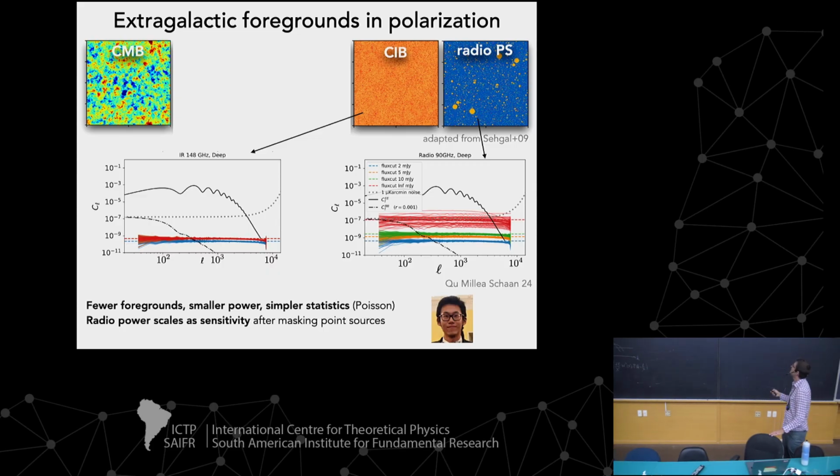I'm just highlighting a study of these foregrounds that was led by Frank Chu, who's currently a postdoc at Stanford, and has been thinking a lot about these foregrounds in the context of how it biases CMB lensing.